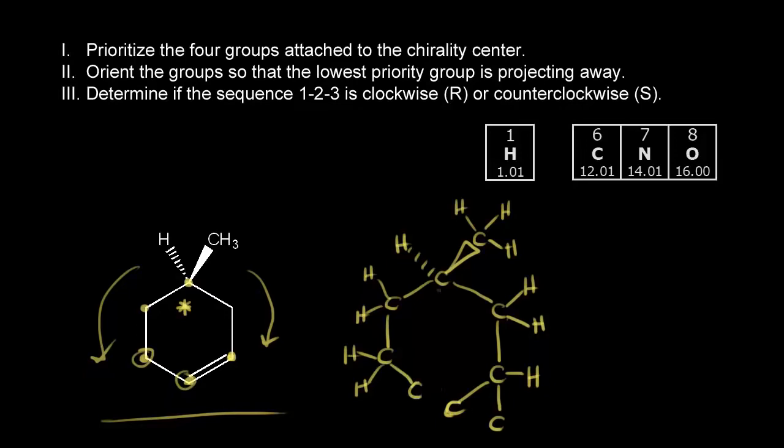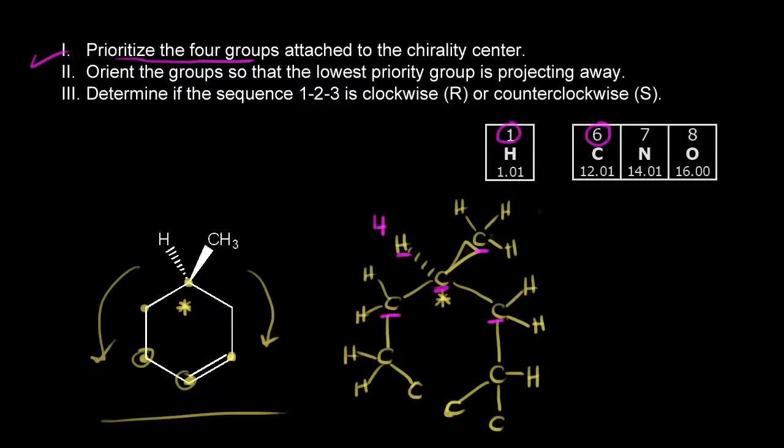All right, let's think about priority. So this is our chiral center. Let's look at the four groups attached to the chiral center. So this is step one. Prioritize the four groups using atomic number. So what's directly attached to this carbon? There's a hydrogen, there's a carbon, there's a carbon, and there's a carbon. So carbon beats hydrogen in terms of atomic number. So hydrogen is the lowest priority group. So we assign that a group number 4.